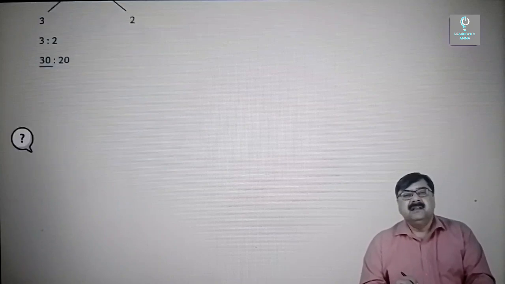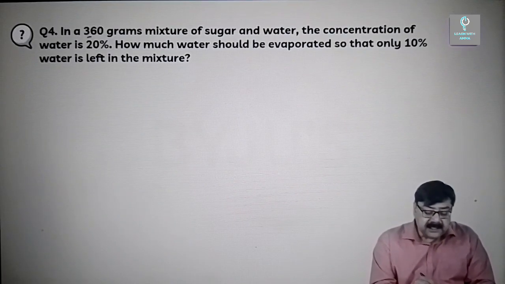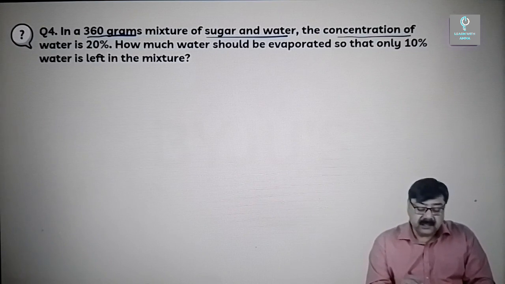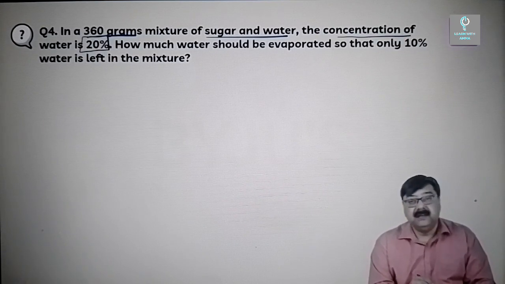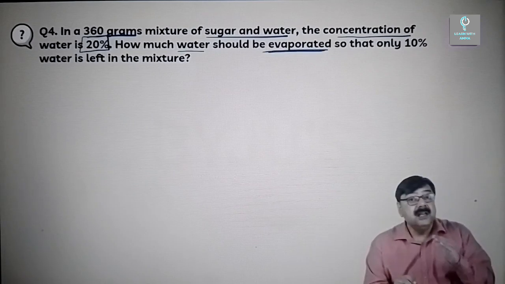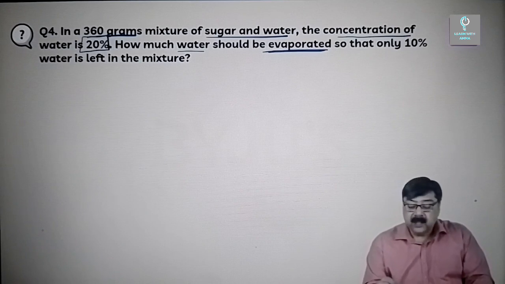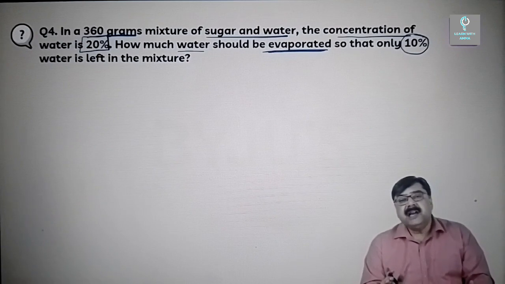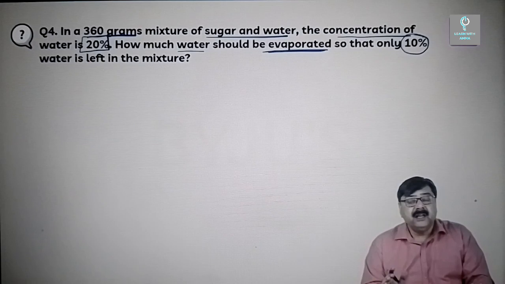Now another type in mixtures. In a 360 grams mixture of sugar and water, the concentration of water is 20%. How much water should be evaporated, that is, reducing the amount of water with evaporation, so that only 10% water is left in the mixture? Now, in such kind of questions, you should be able to interpret and convert each statement into a mathematical notation.